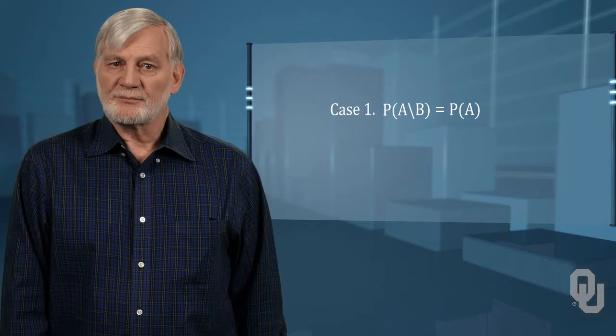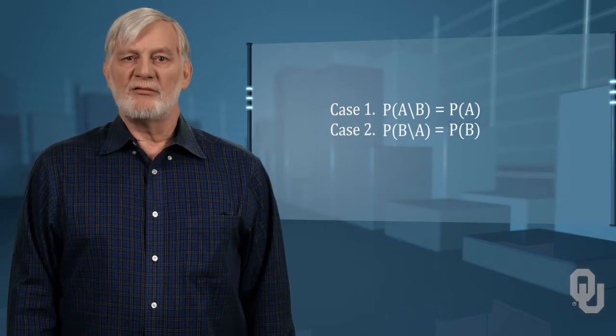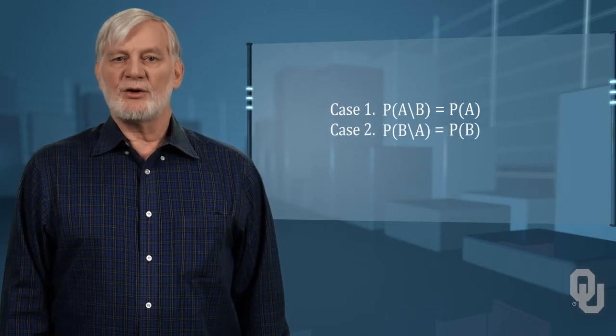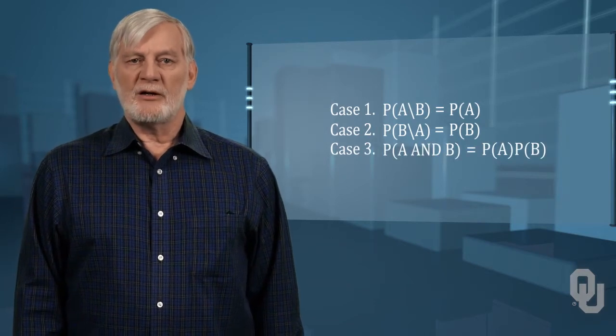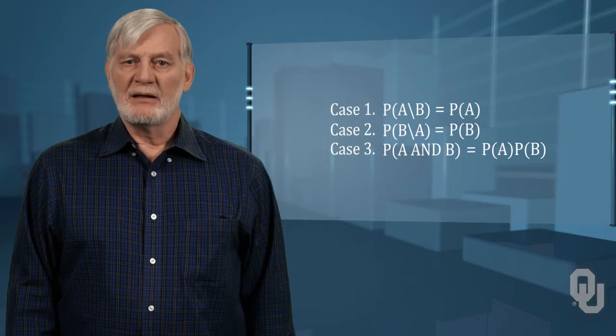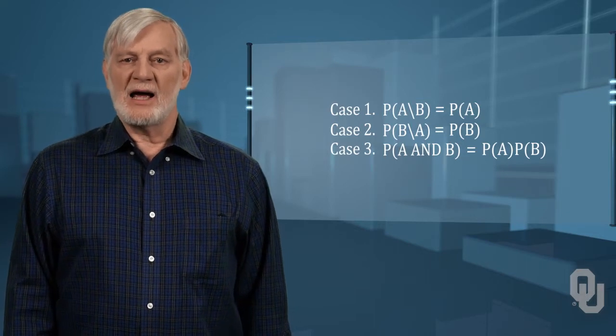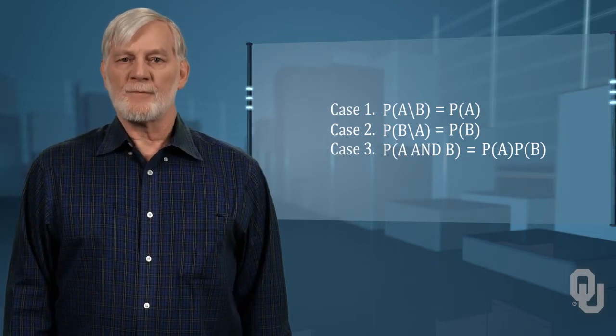following are true. Case 1. The probability of A given B equals the probability of A. Case 2. Probability of B given A is equal to probability of B. And case 3. The probability of A and B equals the probability of A times the probability of B.